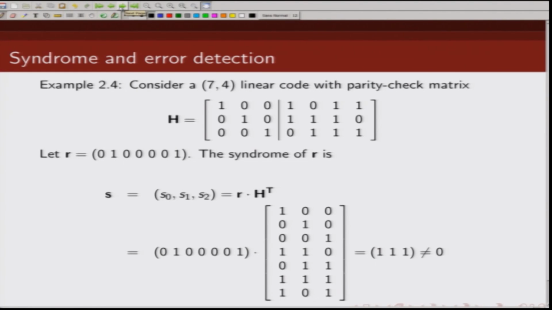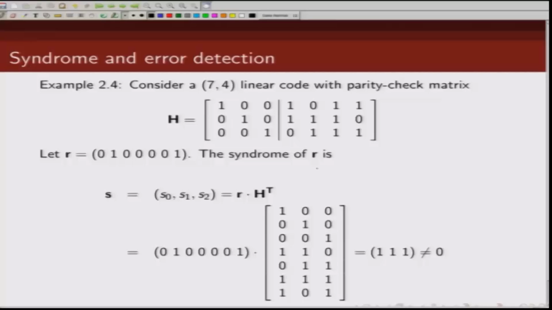So, I have an example here of a 7-4 linear block code whose parity check matrix is given by this. Now, let us say my received coded sequence is this, and I am interested to find whether there is any error in this received sequence. So, how do I do that? First, I will compute the syndrome. So, what is the syndrome of R? The syndrome is RH transpose. So, R is this and H is given.